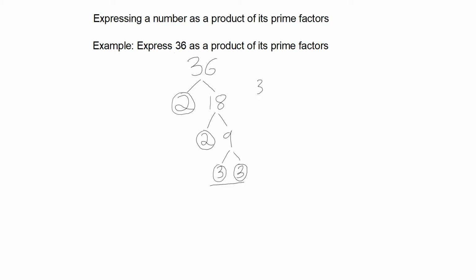So I can write 36 equals, and then I just write all of the circled prime numbers multiplied together. And that is 36 written as a product of its prime factors.